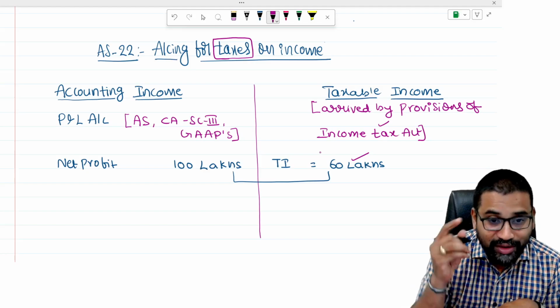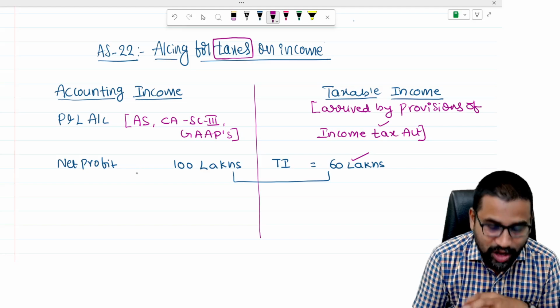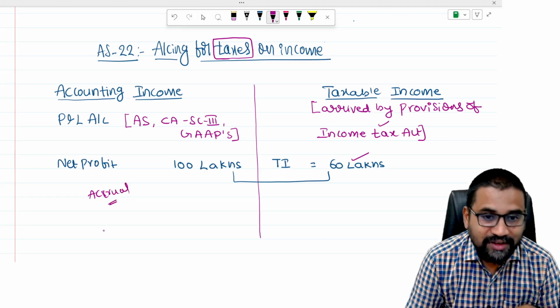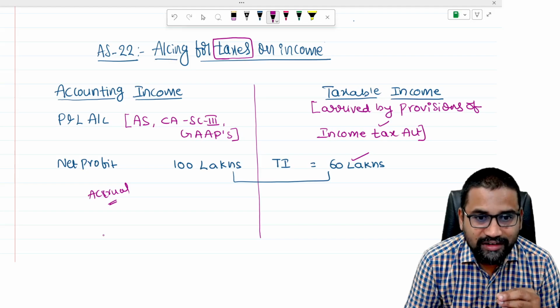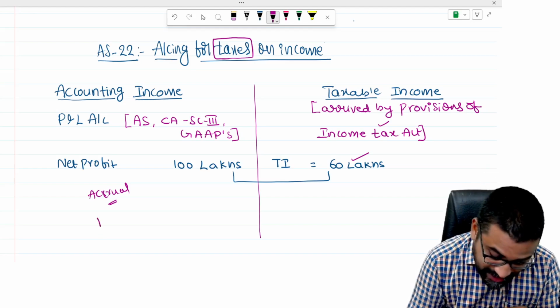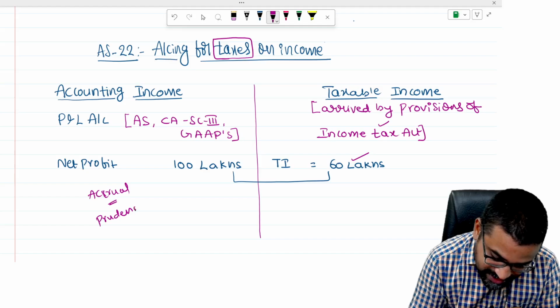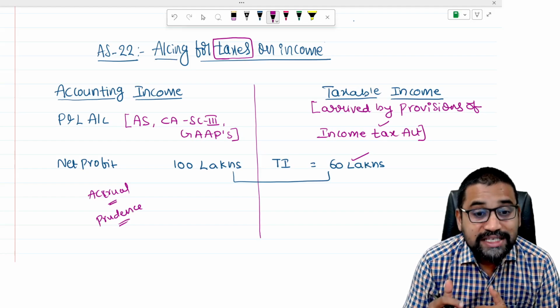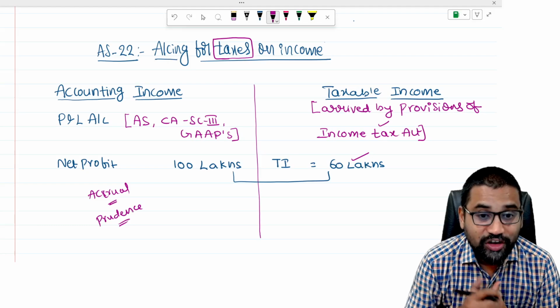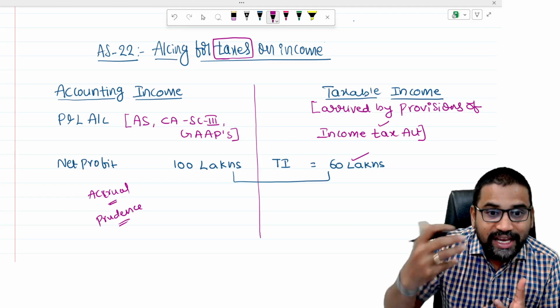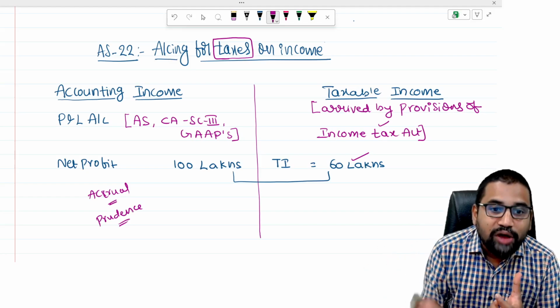For example, one best example I will tell you. In normal accounts, we follow the accrual concept. Whenever any expenses are incurred, we recognize them. We also follow the concept of prudence. Whenever any losses are there, we anticipate and recognize them in the P&L account. But the Income Tax Act won't allow recognition of losses on a prudence basis. They say mark to market losses will be recognized only when they are actually realized, only when they are actually settled, then you have to recognize.